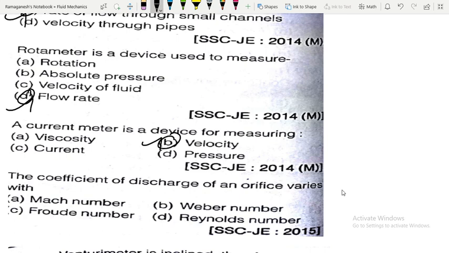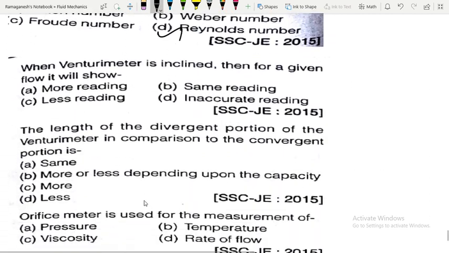The coefficient of discharge of an orifice varies with the Reynolds number, it has already repeated. If the Reynolds number changes, CD will change. When a venturi meter is inclined, it is the same question, it will show the same reading, because a venturi meter can be kept in any direction. The reading will not change, option B is the answer.